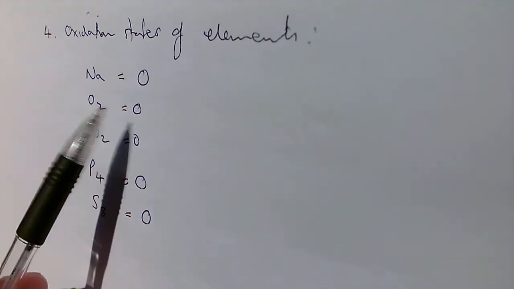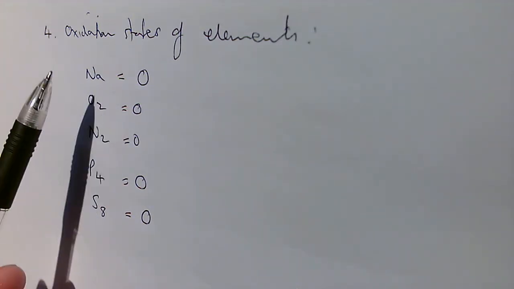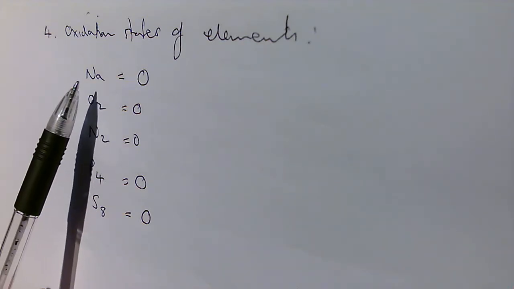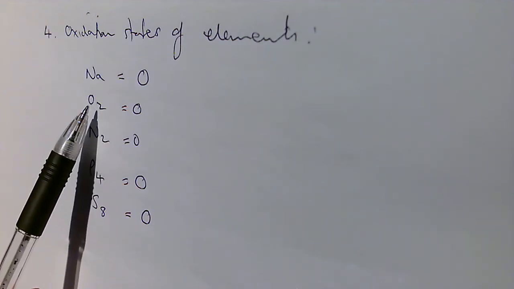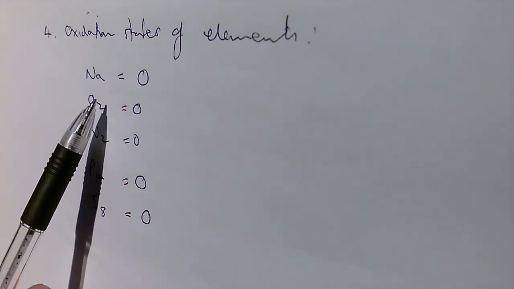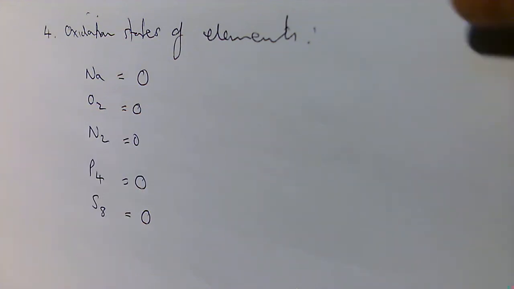And the reason all of these have oxidation states of 0 is that the number of protons they have equals the number of electrons. So even if I take an oxygen molecule, the total number of protons and electrons in that molecule is the same. Okay, so therefore there's no overall charge. So that's that.